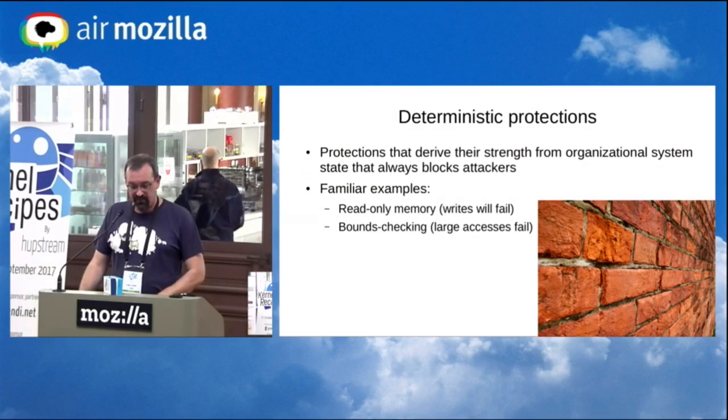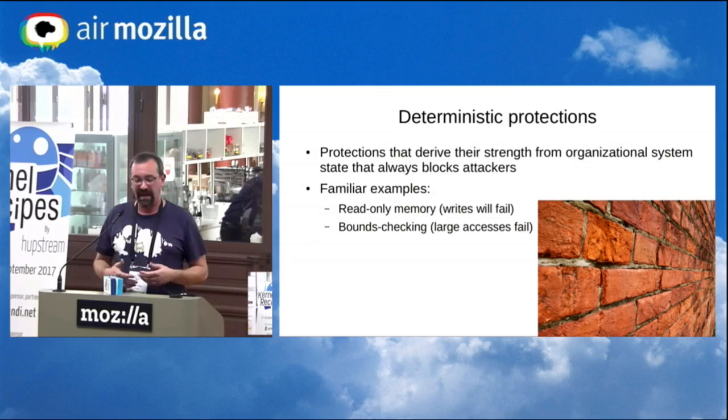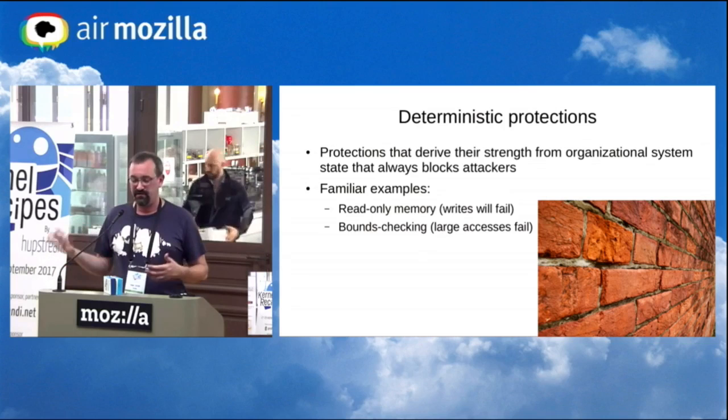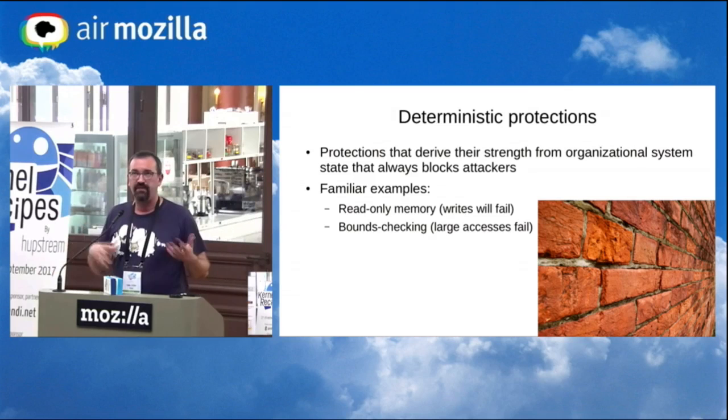The other form is deterministic protections, which are mostly about a state of the system that can't be bypassed. So this is like an architectural defense, like read-only memory, where it's managed by the MMU or the CPU and chipset, or some aspect of how the code was designed. Like if you have bounds checking in every use of an array, that's effectively a deterministic protection.